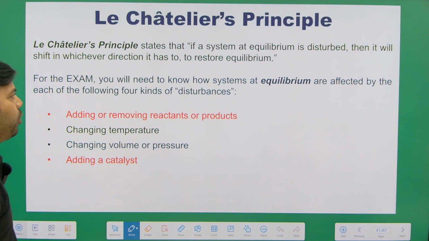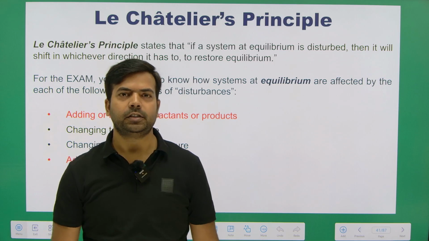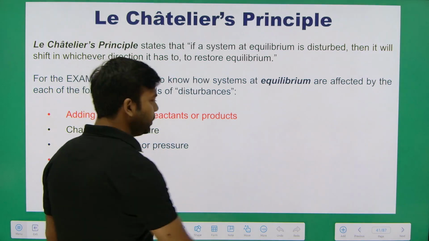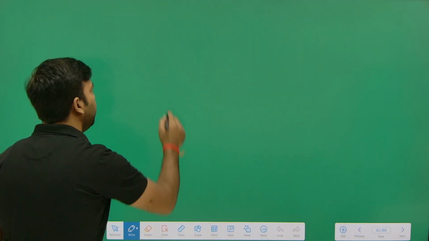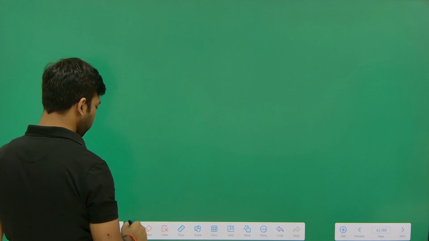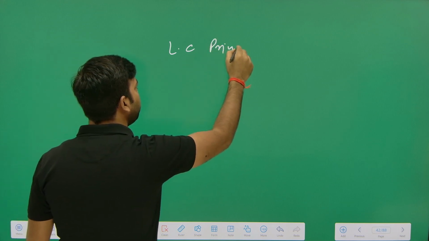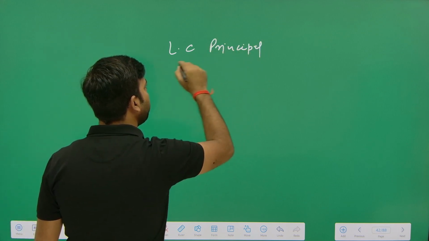Now this is a very important topic, Le Chatelier's principle, and this is the last thing which is left in this chapter. So I am going to discuss this here. LC principle.